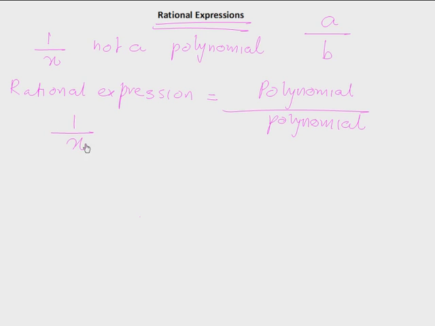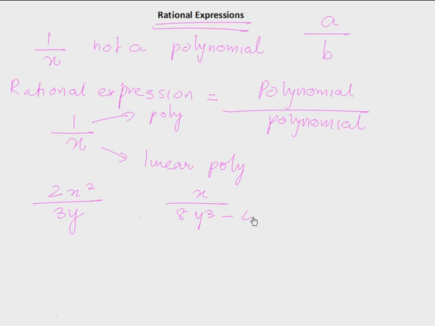So 1 by x turns out to be a rational expression because 1 is a polynomial, it's a constant polynomial, and x is a polynomial, it's a linear polynomial. Similarly, 2x square over 3y is a rational expression, or x over 8y cubed minus 4x. These are all rational expressions. Of course, 2x is also a rational expression. It's 2x upon 1. Just like every integer was a rational number, it could be written as a upon 1. Similarly, every polynomial is certainly a rational expression. You just make the denominator 1.